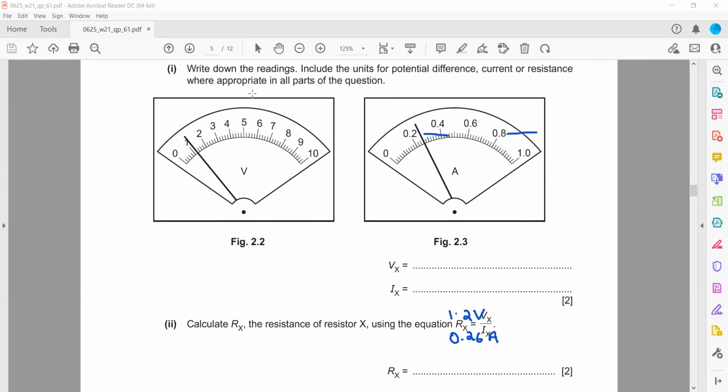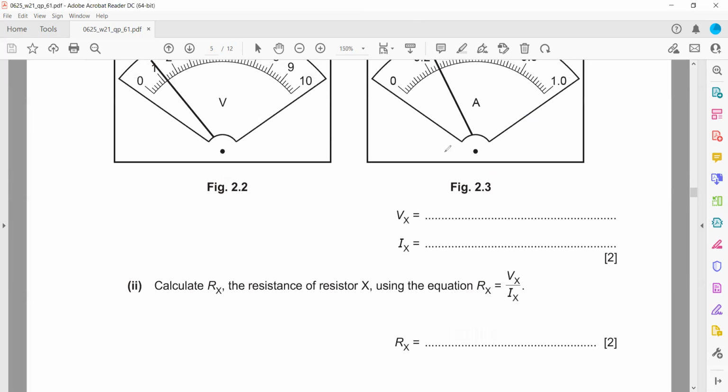Then the next part, as I mentioned, you don't have to learn any formula for paper 6. They will provide you the formulas. So this value was 1.2 volts, and this one is 0.26 ampere. Calculate resistance Rx. The resistance is equal to voltage divided by current, so voltage of X divided by current of X.